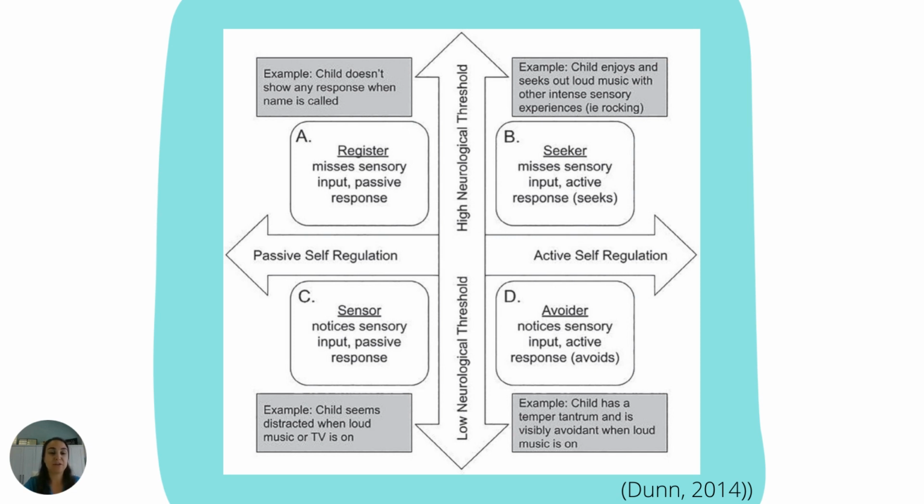And we also have the avoider, where they notice sensory input and have an active response to it. So a child has a temper tantrum and is visibly avoidant when loud music is on, or when the school bells ring, they'll cover their ears to protect their ears from the sensory stimulation, and also so that they can get less sensory input in.